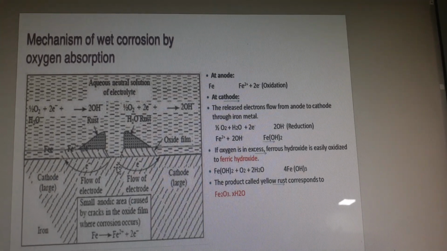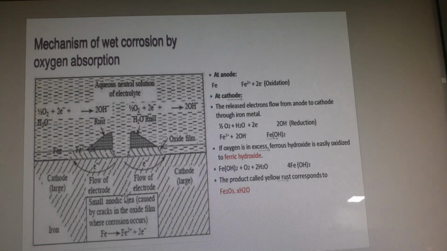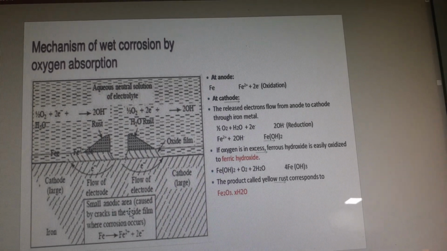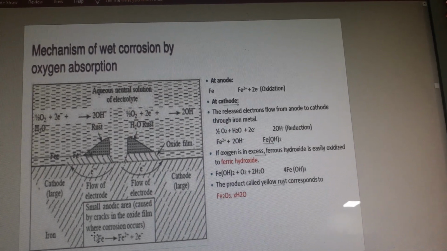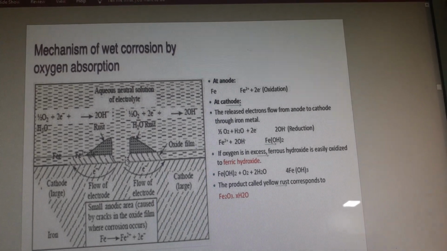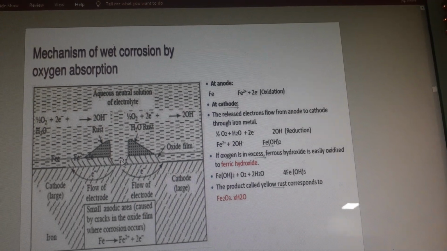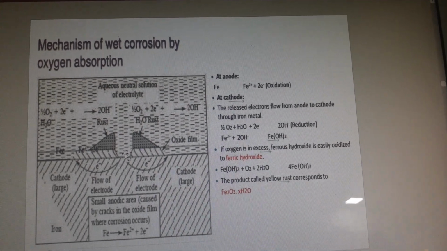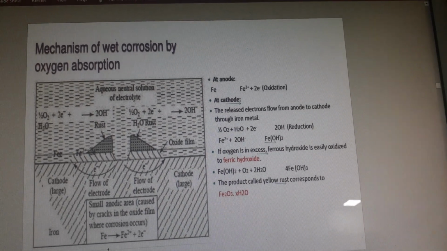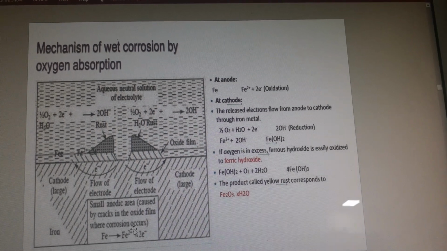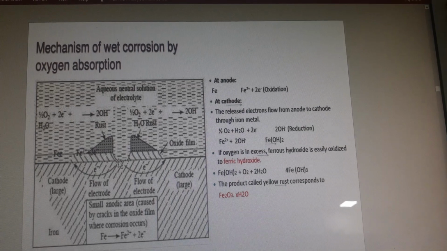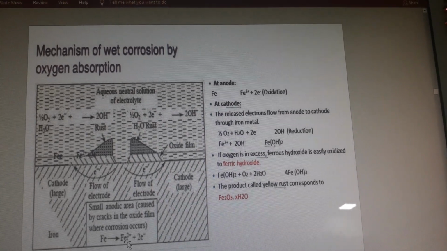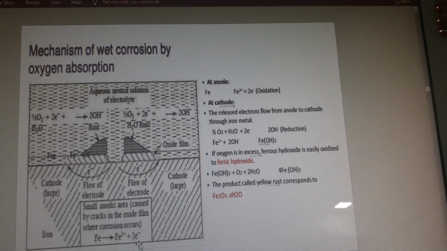So this small part which is acting as anode is a small anodic area caused by the cracks in the oxide film, where corrosion occurs. In this small part, that is the anode, the reaction which takes place is Fe gives Fe2+ plus 2 electrons. So this part will act as anode and it will form Fe ions and electrons.